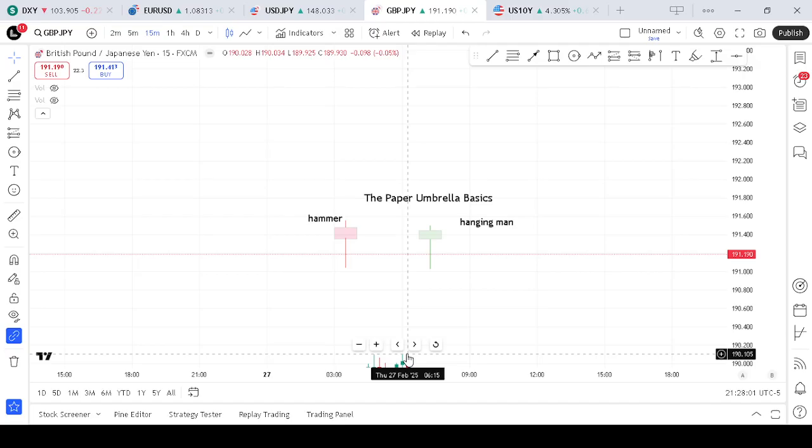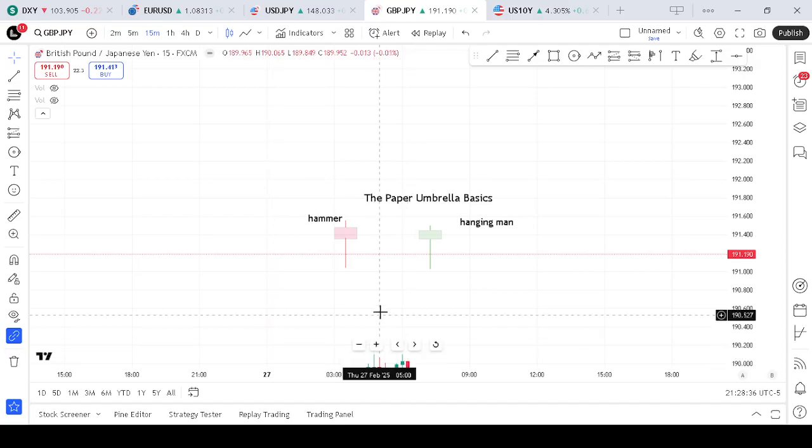In today's video, we are going to be talking about the paper umbrella candlestick pattern. This formation signals potential market reversals across all time frames and markets. You will learn how to identify this pattern, understand its significance, and implement it effectively in your trading strategy. By the end of this video, you will be equipped to spot high probability trading opportunities using the paper umbrella pattern. Let's dive in and enhance your trading skills.